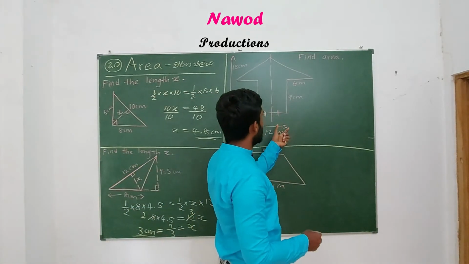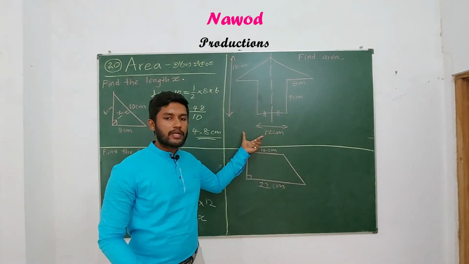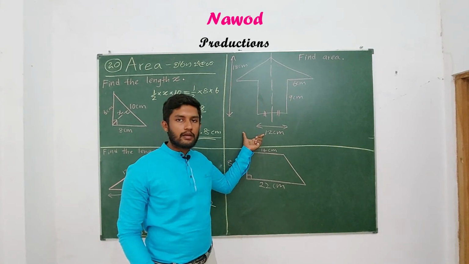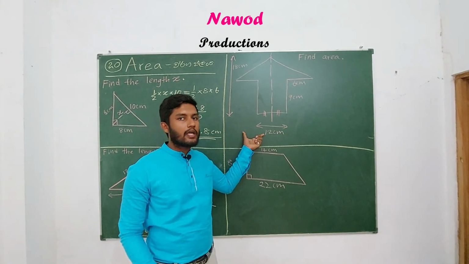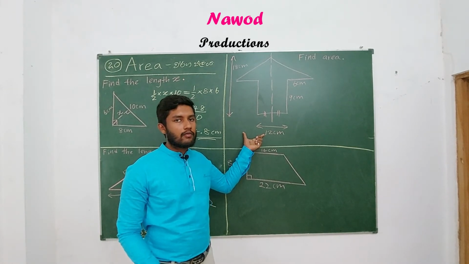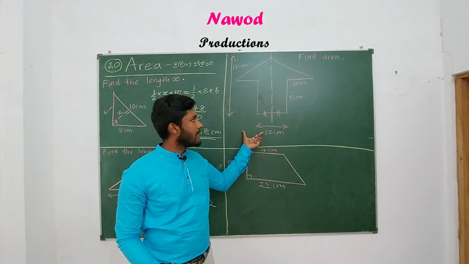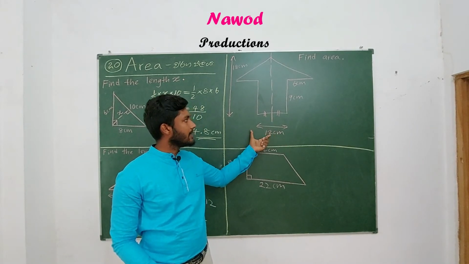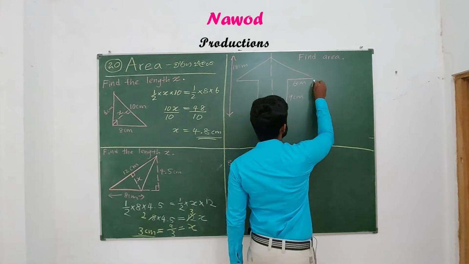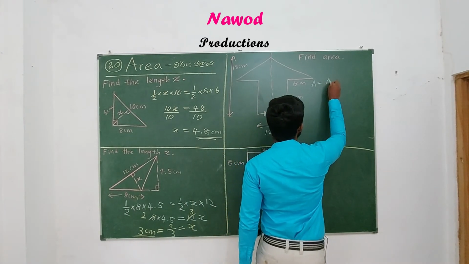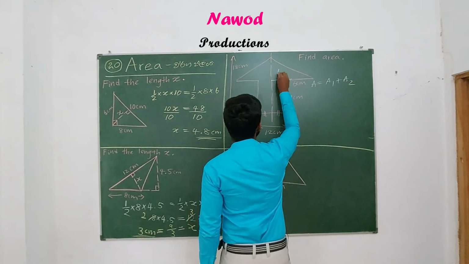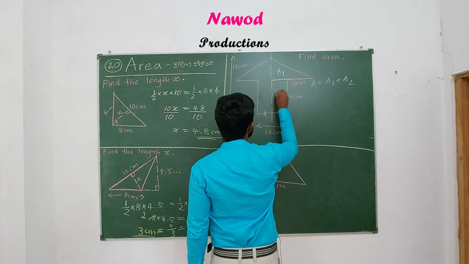Find the area. Here the special thing can be seen in this question. You can see the symmetrical axis in this question. Then it is easy to consider one side and multiply it by 2 to find the area. Then we can get the area, dear students. Area equal A1 plus A2. A1 we can get like this here, A2 we can get here.